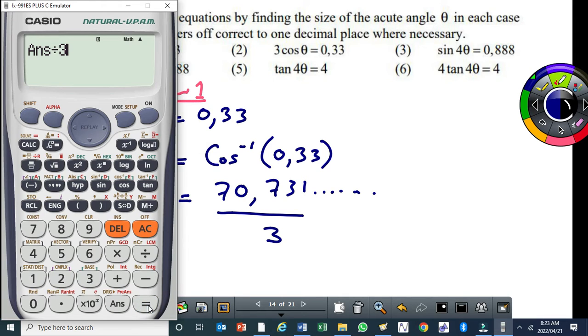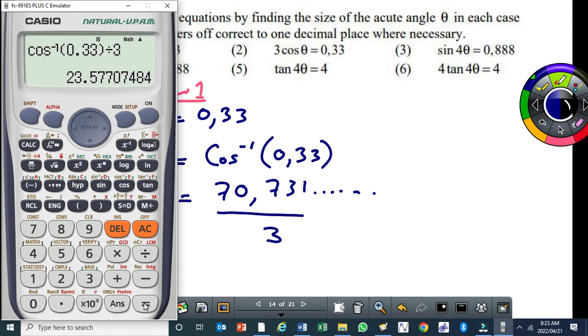So the answer that you get. Let me redo it. Shift cos. Okay, it cost for some reason. Now I'm just gonna divide this by 3. So the answer that you get there is gonna be 23,58 to 2 decimal places.